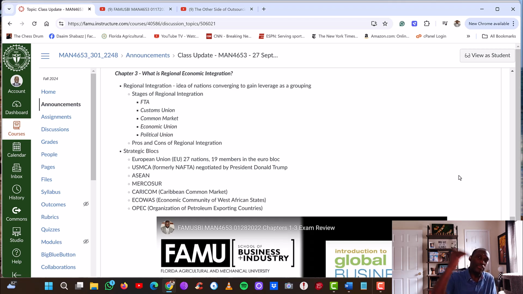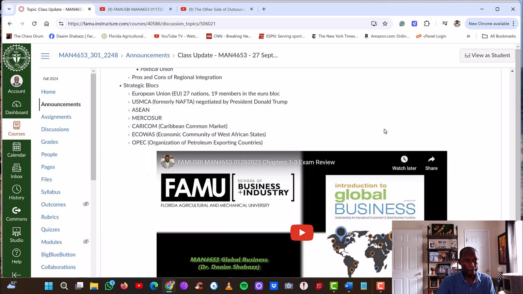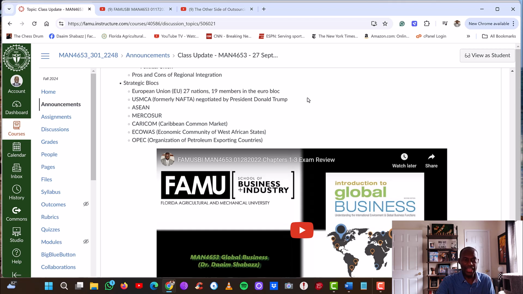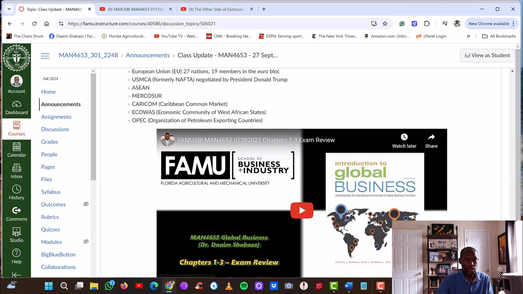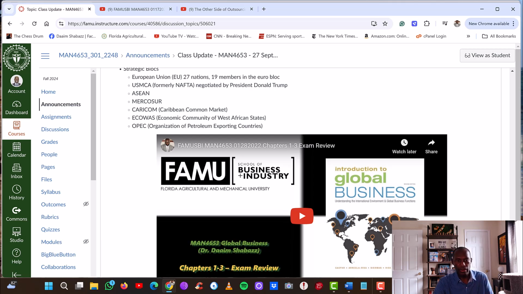Economic union, you have all of the other 3, plus you have a unification of economic and monetary policy, which we see in the European Union with the euro, which some of the nations out of the 27 European Union nations have adopted. Precisely 19 members have adopted the euro out of the 27. And here you have some of the different regional groupings, some of which are not readily highlighted in the book, but these are some of the others.